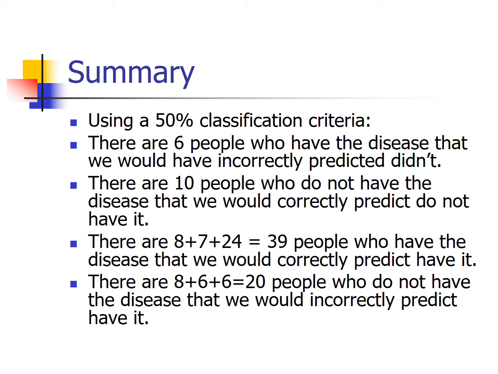Go back to that slide and verify these numbers. You should be able to see that there's 8 plus 7 plus 24, a total of 39 people who had the disease that we would have predicted had it. But on the flip side, there's 8 plus 6 plus 6, 20 people who did not have the disease, but who we would have incorrectly predicted, based on our model and our 50% rule, did have it. So here we're doing predictions, and we're seeing how well the predictions work, at least as applied to our data set.